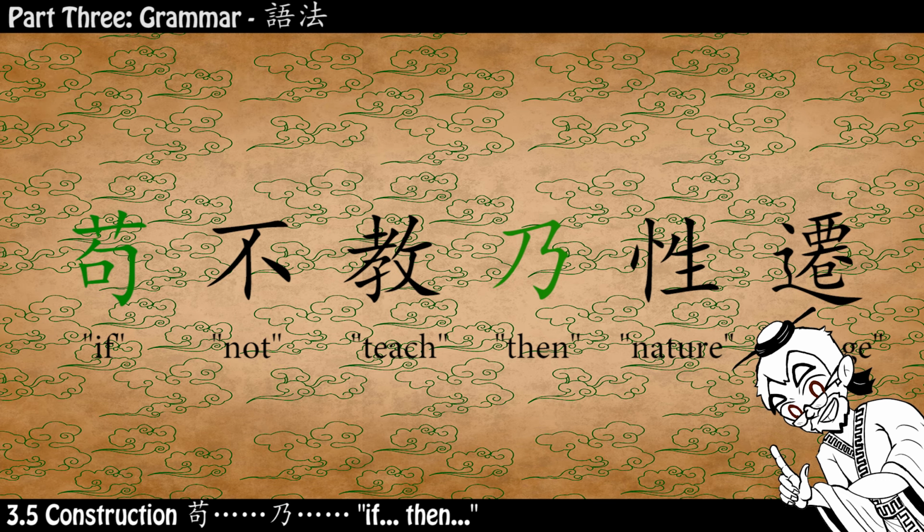狗不教 乃性迁. Broadly speaking, the meaning doesn't change. However, the weight or the focus of the sentence shifts from 性 nature to the particle 乃 then. The difference lies in what is presented as the most important information.